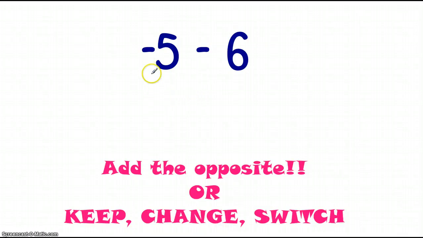For our next one, we're going to keep our negative 5, change to addition, and switch our sign. So now we have an addition question, and we're adding two negatives together. So negative 5 plus a negative 6 gives us a negative 11. And you should be doing these on your notes or right along with me. You should actually be changing to a plus negative.